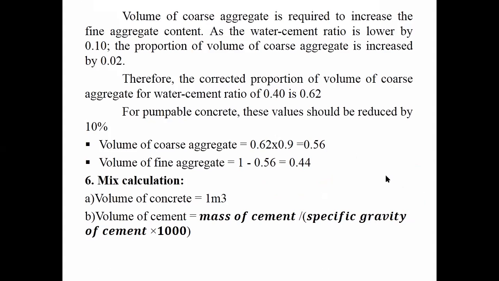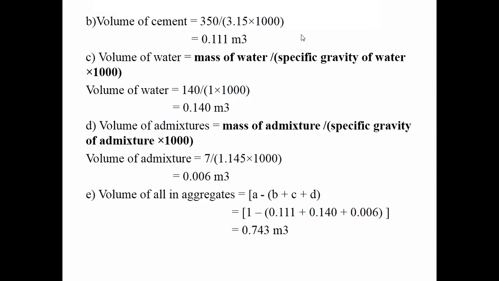See here, you know the mass of cement, we have found that as 350. You know the specific gravity of cement also, it is 3.15. This is 1000. After substituting the values, you will get the volume of the cement. Similarly, you calculate the volume of water. The mass of water is 140 liters, divided by the specific gravity of water, which is often taken as 1. So the value is 0.140. Next, coming to the volume of admixtures, the mass of the admixture is 7 and the specific gravity is 1.145, into 1000. You will get the answer as 0.006 meter cube. So far it is clear.